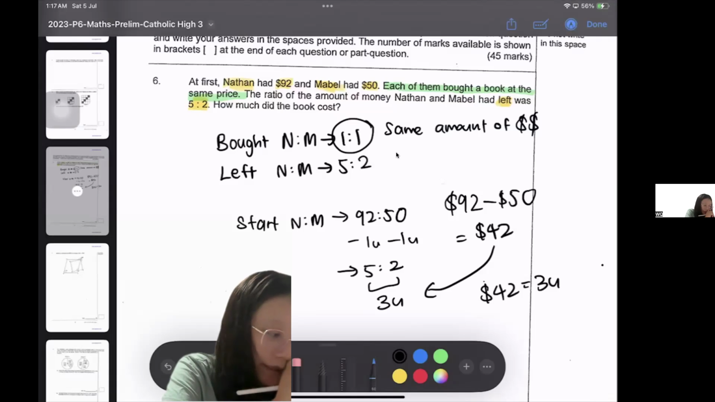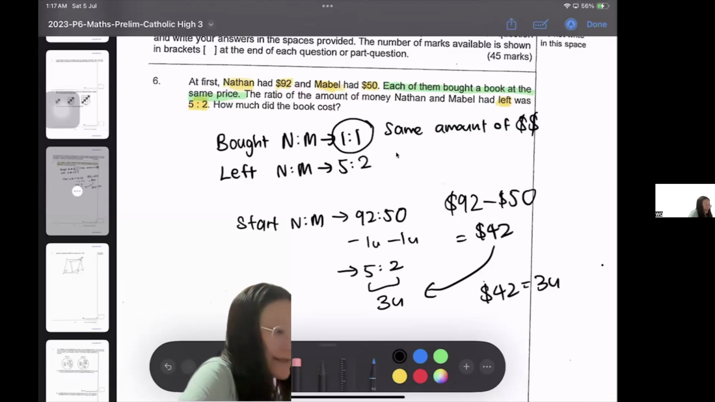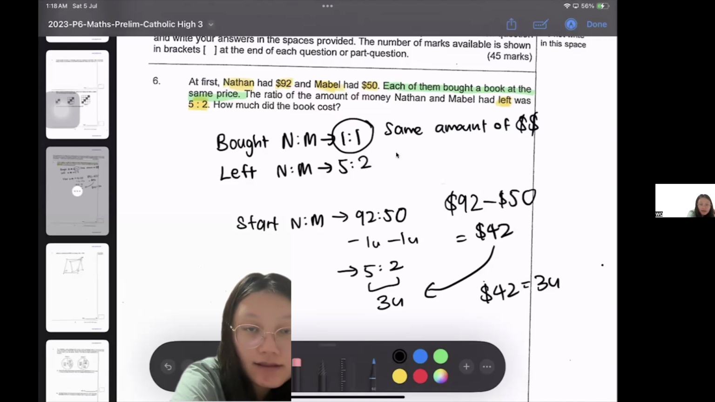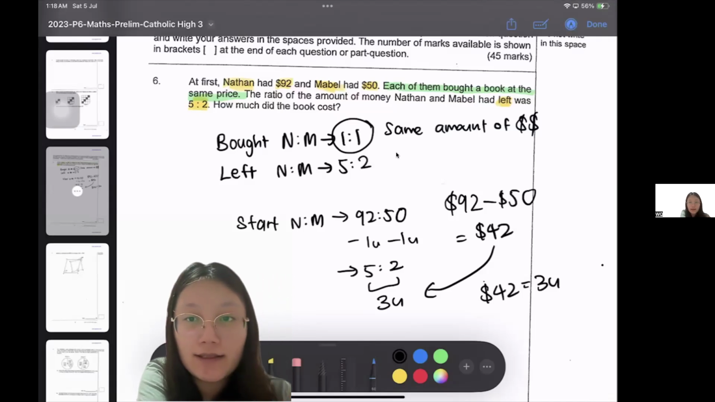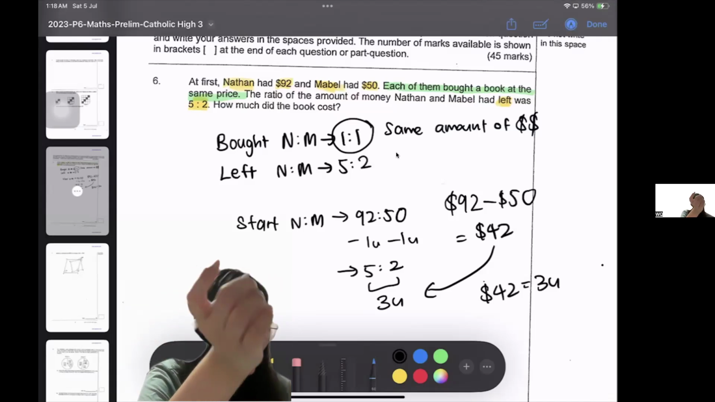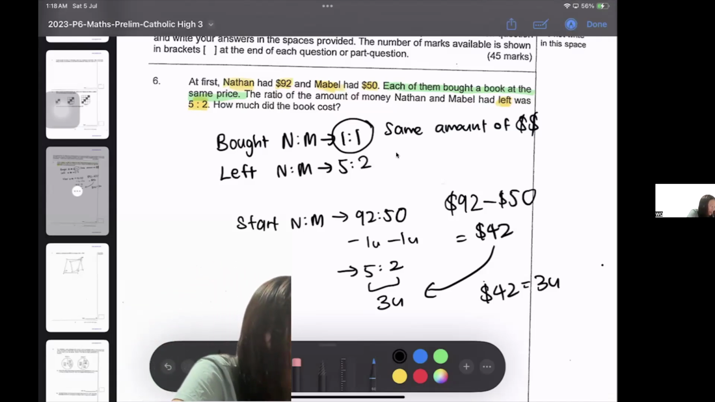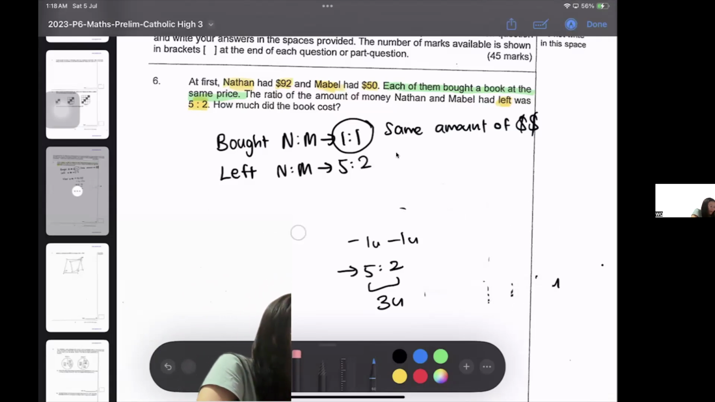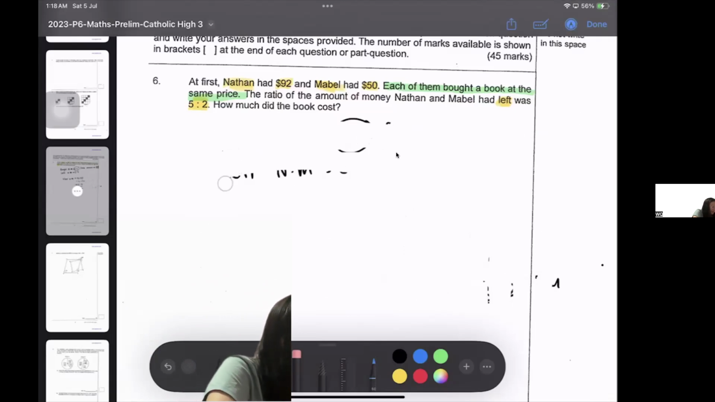So you want to find how much the book cost, right? You need to find the amount that they used to buy it. So the amount they used to buy it is basically the difference between the start and the left. Okay, so let me just erase this first. Okay. So anyways, let's just use the observation first. Let me just rewrite this thing for you so that it's clearer.